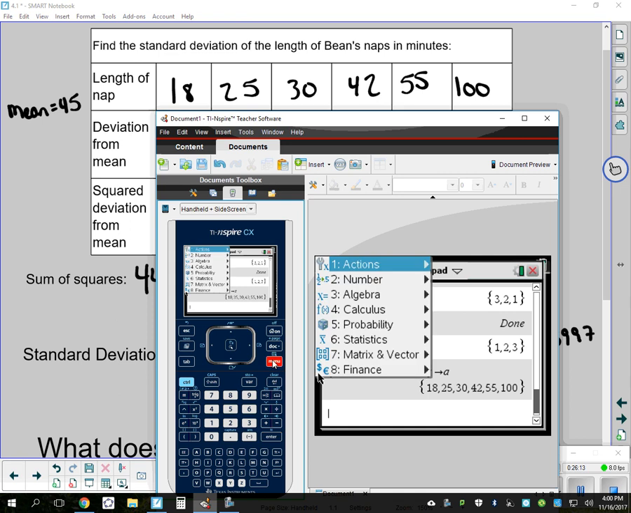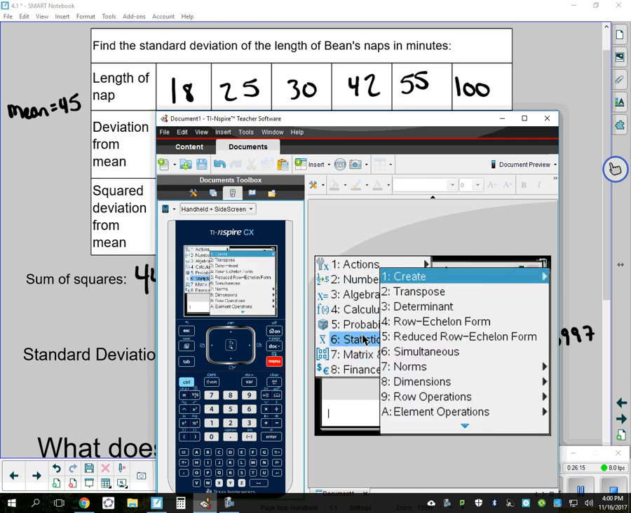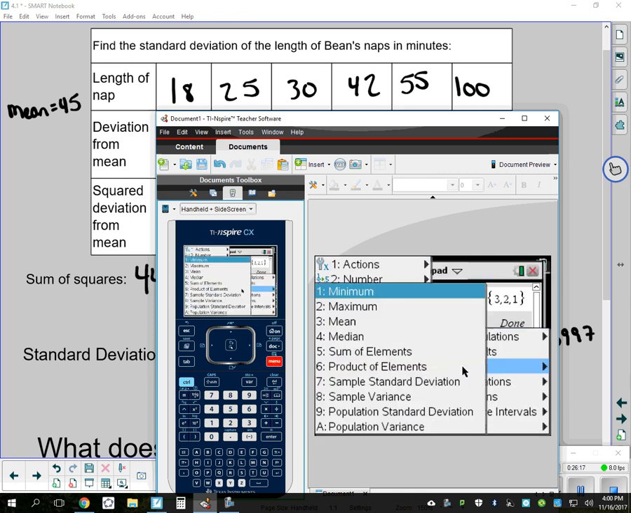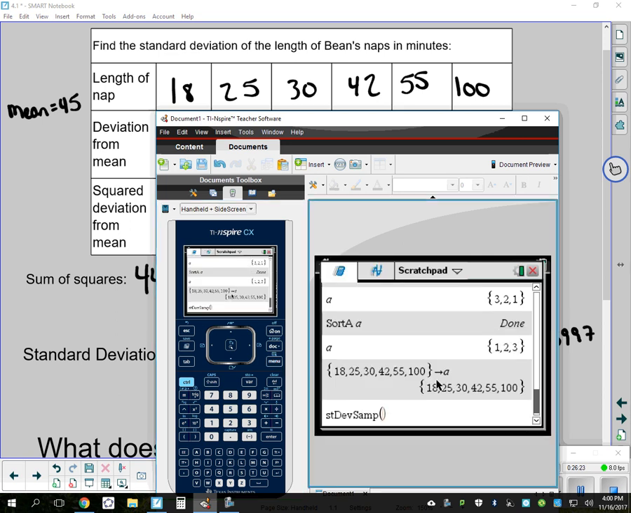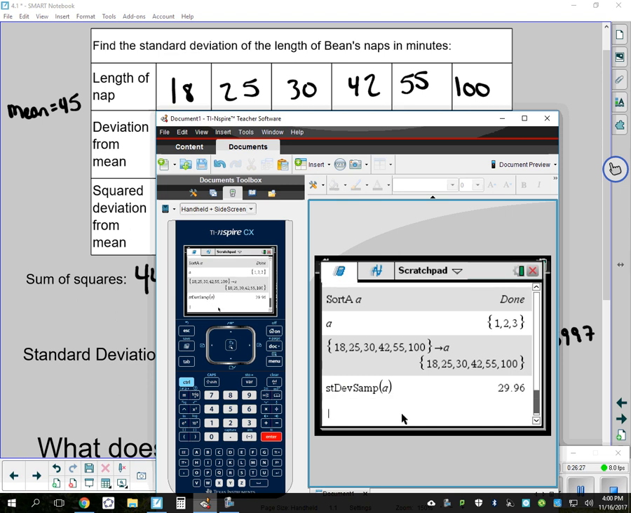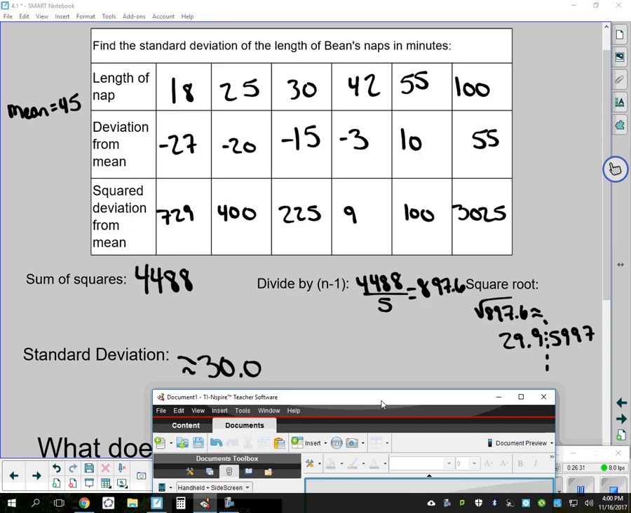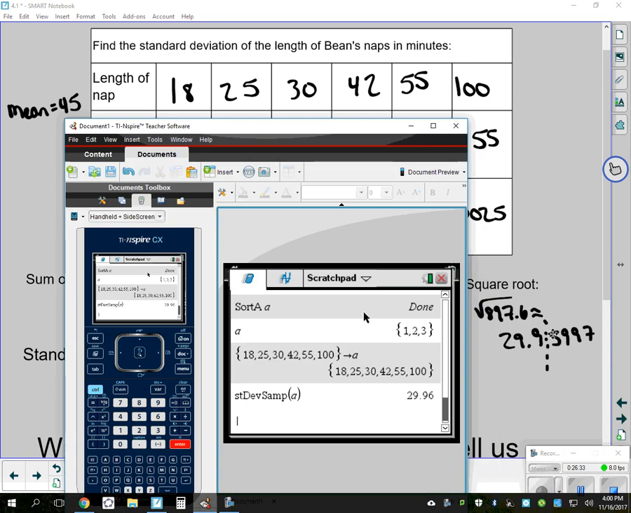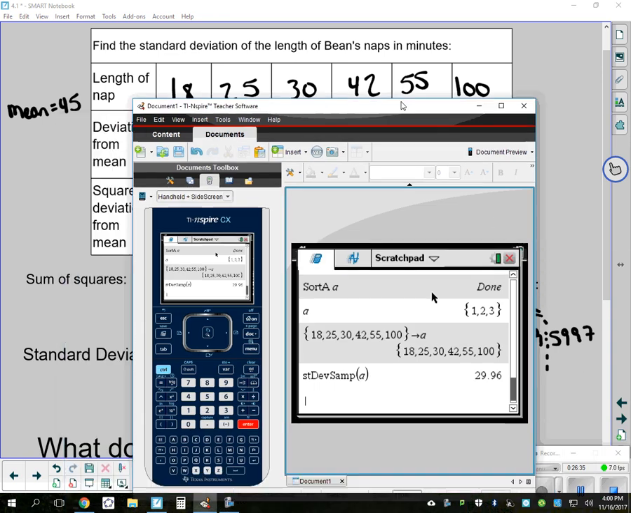So menu, statistics, list math, sample standard deviation. Let's see what happens. You want to do that of your list A. And we get 29.96, which would round to 30, which is what we got. And 29.96 is what we had over here as well.